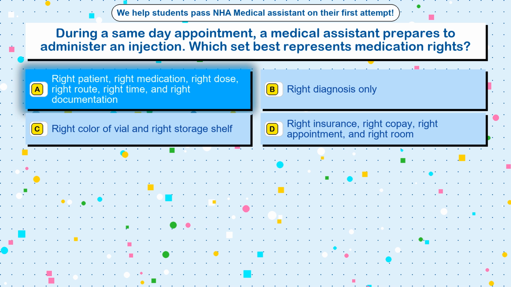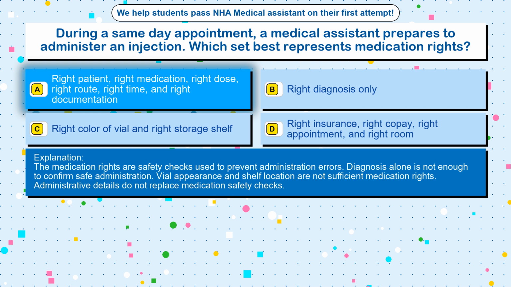Right patient, right medication, right dose, right route, right time, and right documentation. The medication rights are safety checks used to prevent administration errors. Diagnosis alone is not enough to confirm safe administration. Vial appearance and shelf location are not sufficient medication rights. Administrative details do not replace medication safety checks.